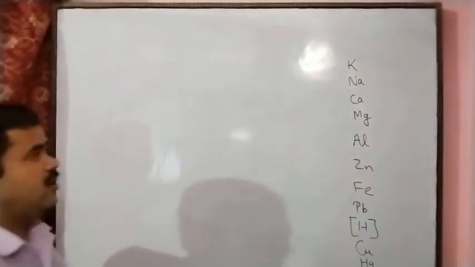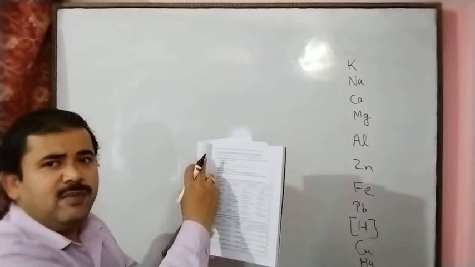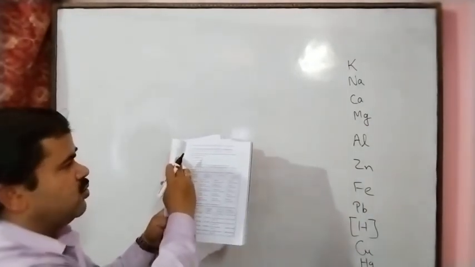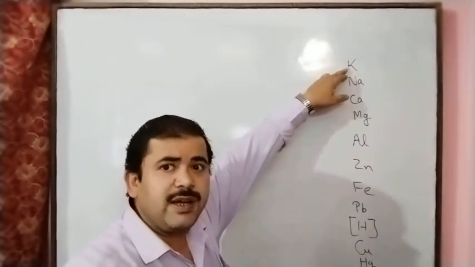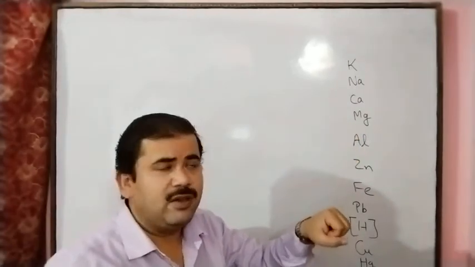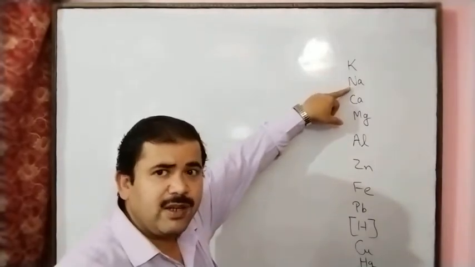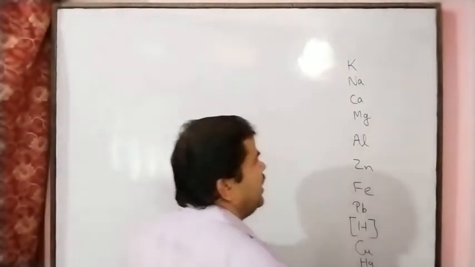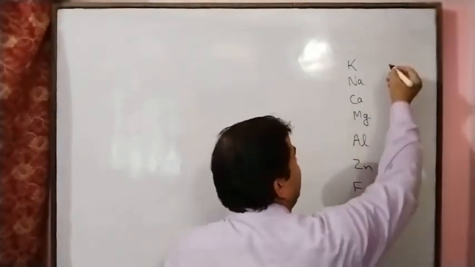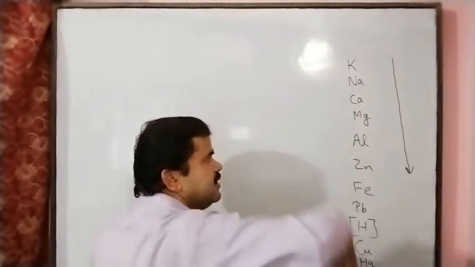On the chemical activity series, page number 26, we have potassium, sodium, calcium, magnesium, aluminium, zinc. Potassium is the most active, most reactive metal, the first. Sodium is the second most active metal, calcium the third. In this series the reactivity of metals decreases from up to down.